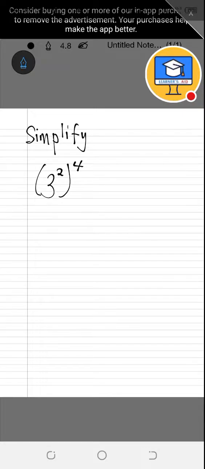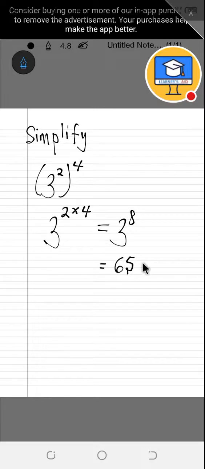This is easy peasy, right? 3 to the power 2, then there is a bracket, exponent 4. For this, we just multiply the powers. So our final answer will be 3 to the power 8. And 3 to the power 8 is 6,561. Good.